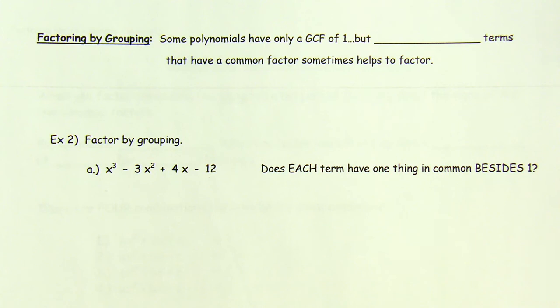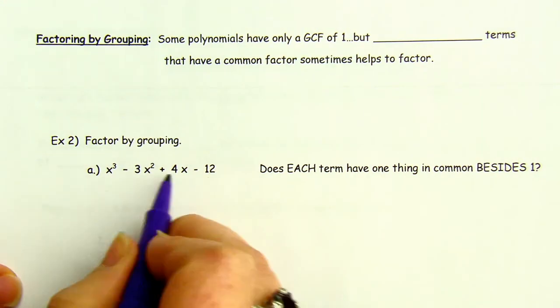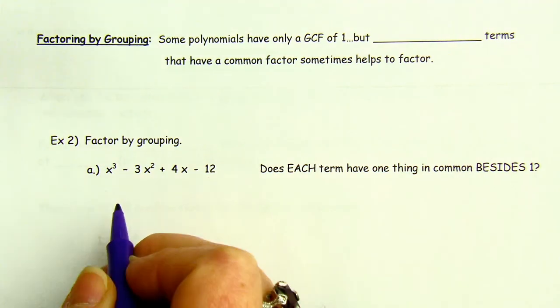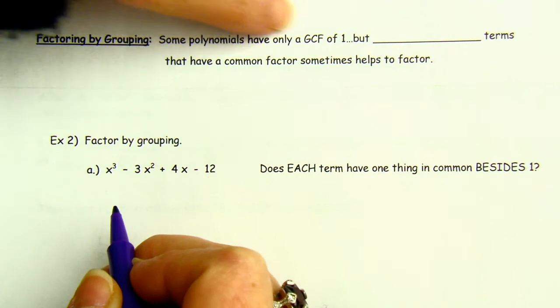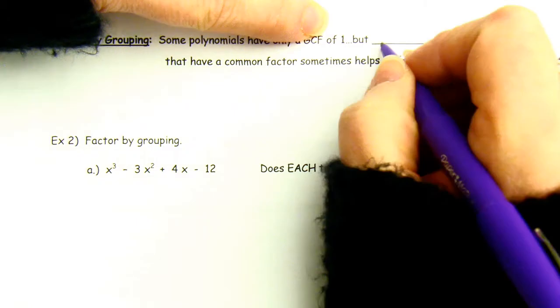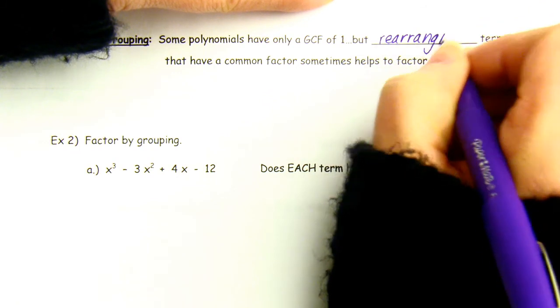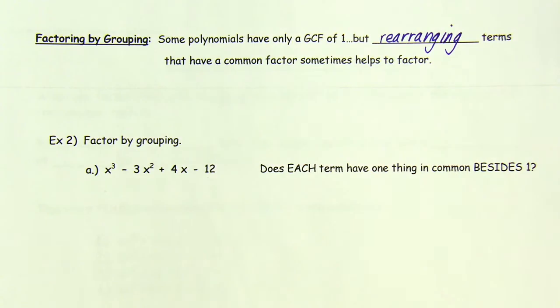But then when we give you another worksheet where they're all mixed, then all of a sudden you really have to know what you're doing and be organized. So factoring by grouping is the type of factoring you're going to do when you have more than 3 terms. Notice this polynomial right here has got 4 terms. So some polynomials only have a GCF of 1, but rearranging the terms in the polynomial that have a common factor sometimes helps us to factor.